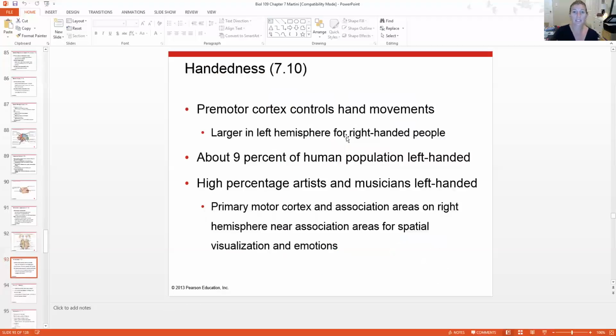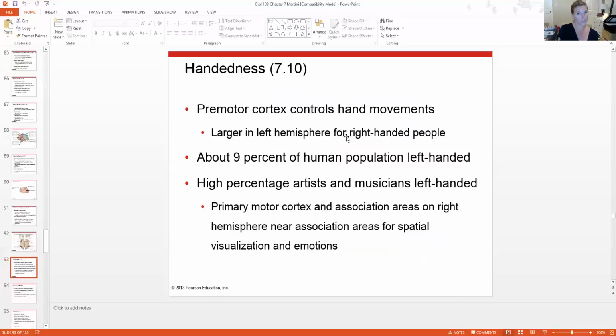Let's talk about handedness. As I've mentioned, the premotor cortex controls hand movements. It's larger in the left hemisphere for right-handed people. About 9% of the human population is left-handed. So if you're a lefty, congratulations, you're in the minority, as you already know. There's a very high percentage of artists and musicians that are left-handed, again, because of that lateralization.